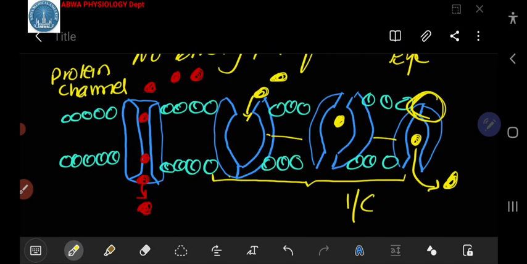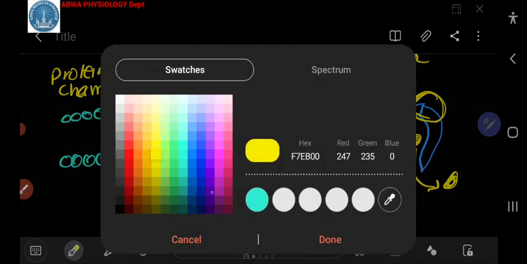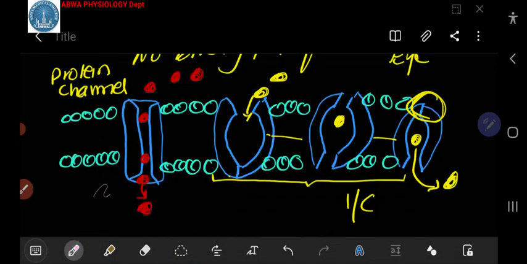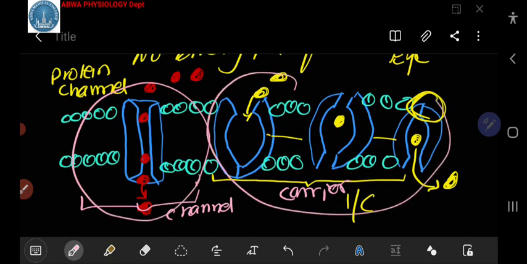I have shown two types of proteins. These are the channel proteins. This one is a channel protein, and these are the carrier proteins. So what is the basic or major difference between these two types of proteins? This channel, and what about this carrier?